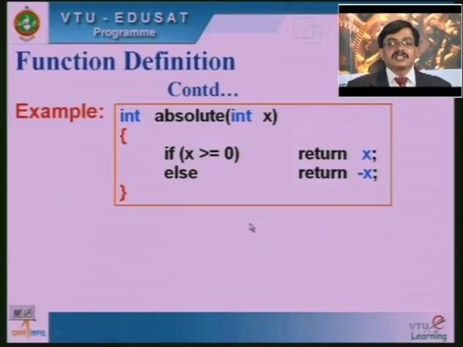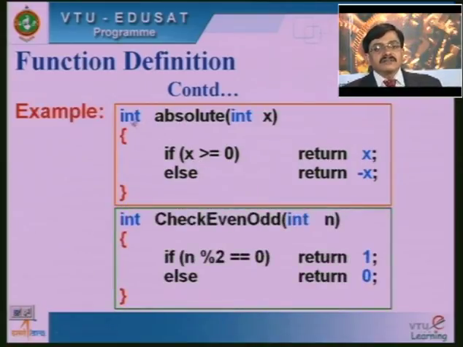Now, what exactly is this function doing? It is taking a parameter x as an integer type, and if x is greater than or equal to 0, it returns x. We are computing the absolute value of an integer data. So if it is a negative value, the absolute value will be its positive value. If x is greater than or equal to 0, return x, and else it returns minus x. And here we can see that we do not have the main function. This is a user defined function. I am calling this function absolute.